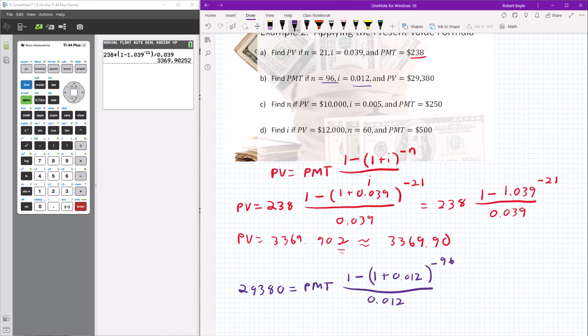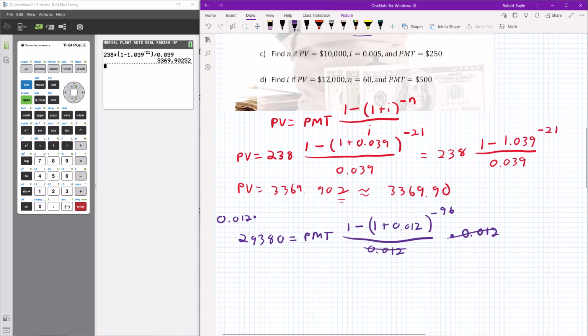The first thing that we can do is multiply both sides by 0.012. So times 0.012 here, and then times 0.012 there. I should have given myself a little more space. If we do, this will cancel there, and that will multiply out to 1. And then we will have 0.012 times 29,380 is equal to our payment.